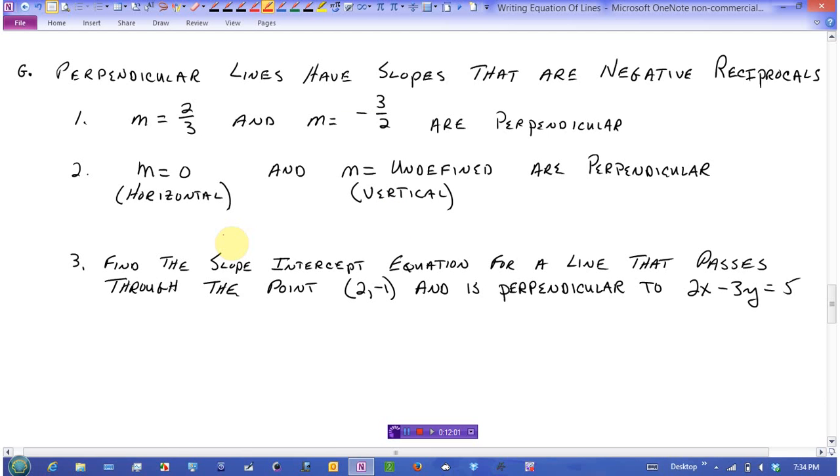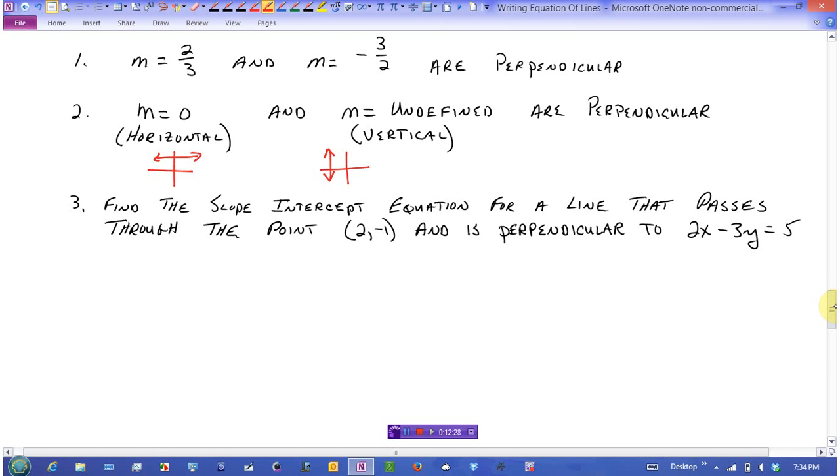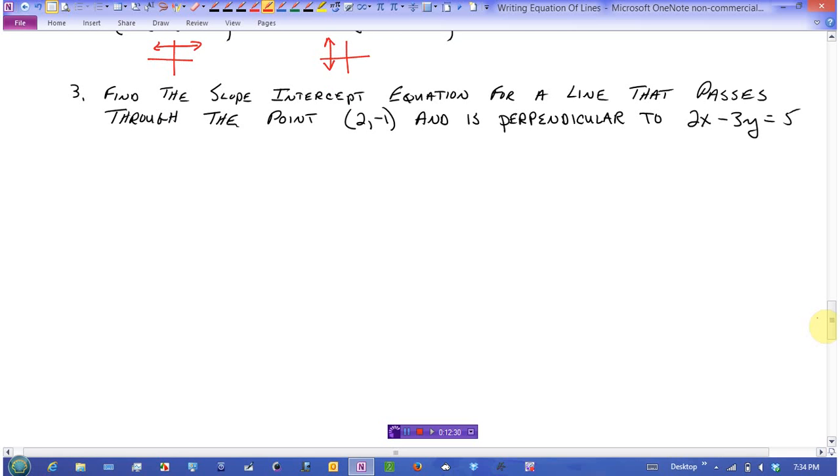And so if I have a horizontal line, its slope is going to be m equal to 0, right? That would be a line that is horizontal like this. It has a slope of 0. And the line perpendicular to it would be a vertical line, and it would have a slope that's undefined. So slopes of 0 and slopes that are undefined are perpendicular lines. Okay, so let's go ahead and do one of these.